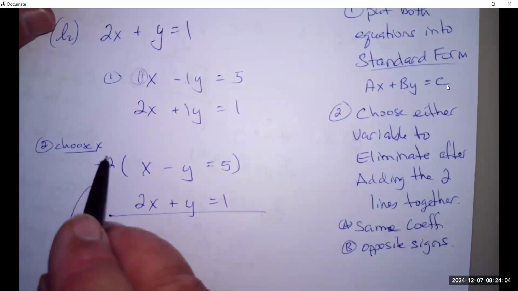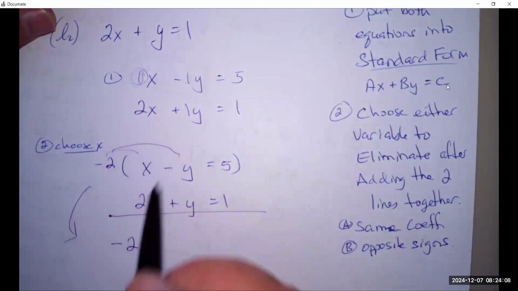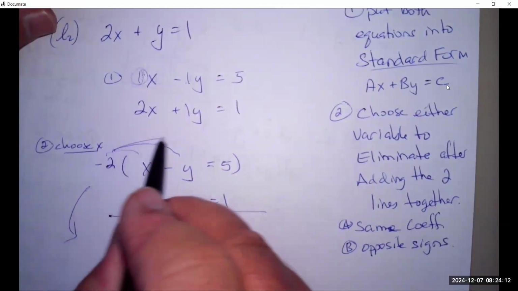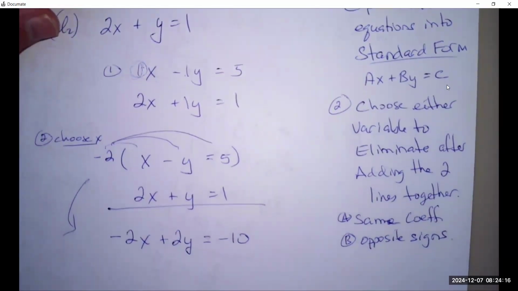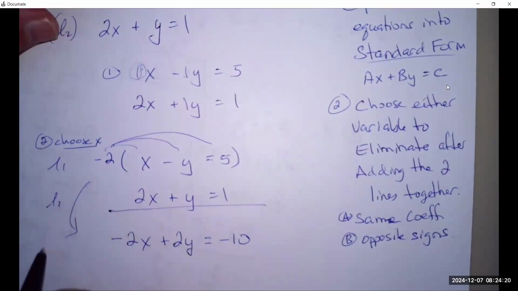Okay, so negative 2 times X is negative 2X. Negative 2 times negative Y is a positive 2Y. Negative 2 times 5 is negative 10. That's line 1. This is line 1. This is line 2.